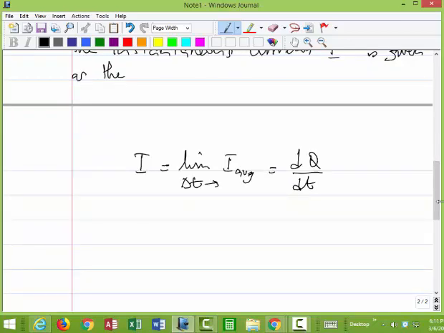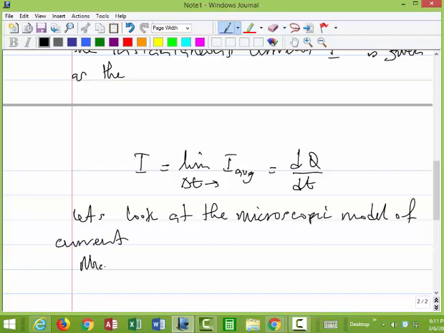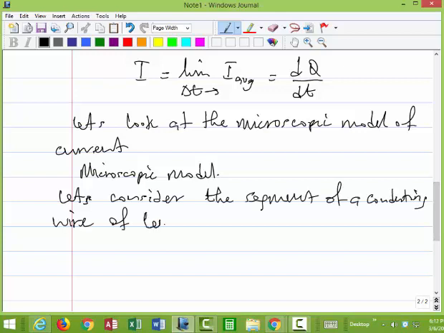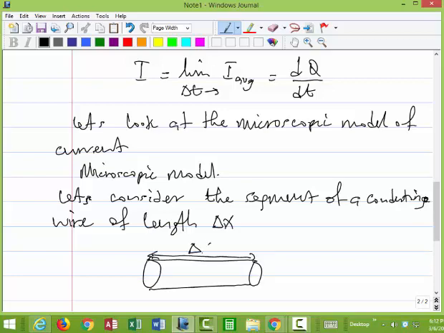So how does this look in a microscopic model? Let's look at the microscopic model of current. Let's consider a segment of wire of length delta x. We have a conducting wire below. This length here is delta x, and the area of a surface for this wire is A.